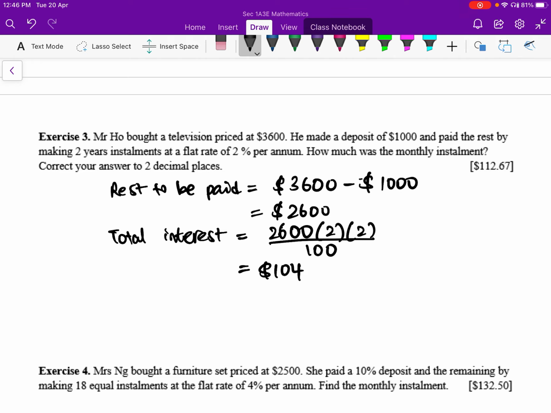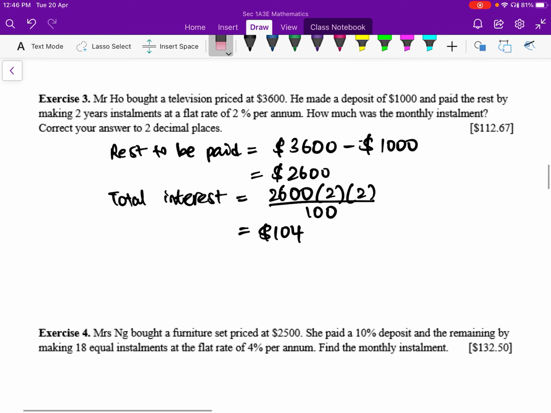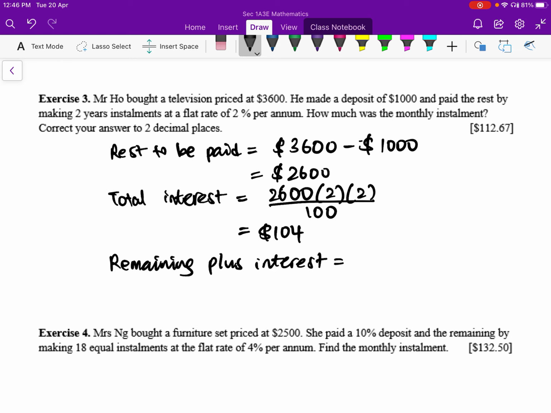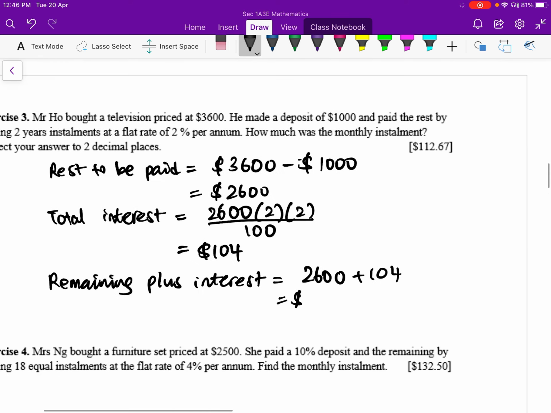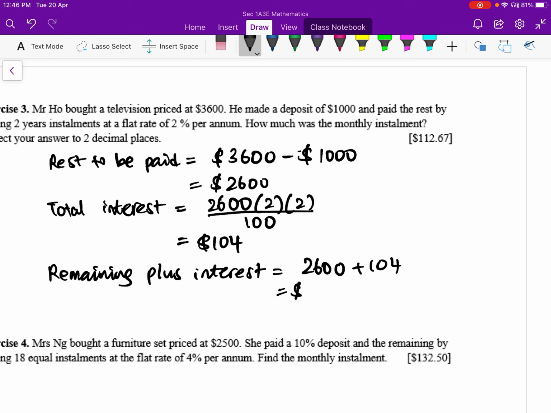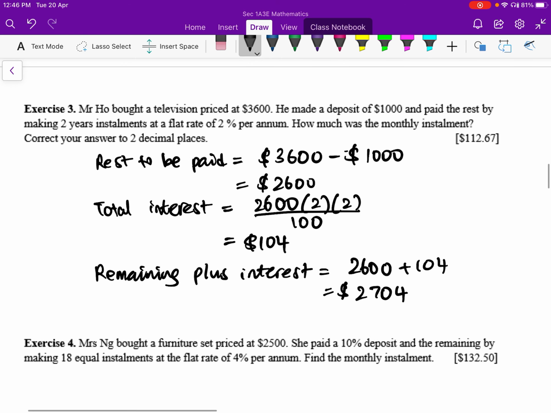Okay, so total. Okay, let me see how we can phrase this. Remaining plus interest will be 2600 plus 104. Wait, for the plus, we need to put a plus. Oh, okay, yeah, remaining plus interest, okay? So here we end up with 2704 to be paid over 24 months.